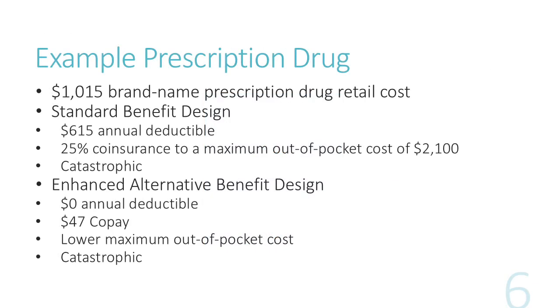So, let's look at an example. Here we have a brand name prescription drug that has a retail cost of $1,015 per month. Using the standard benefit design, all three cost-sharing phases are applied to the drugs on a plan. However, the individual has enrolled in a plan that uses an enhanced alternative benefit design. The plan has no annual deductible and a $47 copay per month, which results in a lower maximum out-of-pocket to get to the catastrophic phase sooner.